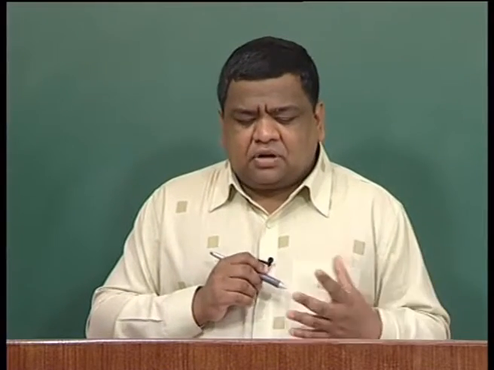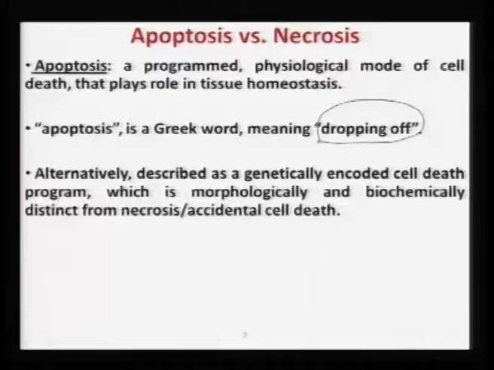Now, what is the textbook type of definition of apoptosis? It is a programmed physiological mode of cell death that plays a role in tissue homeostasis.